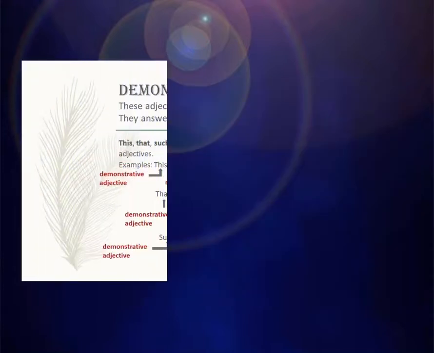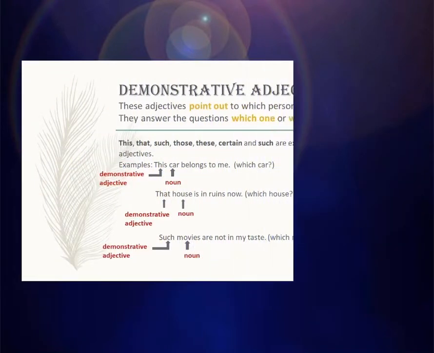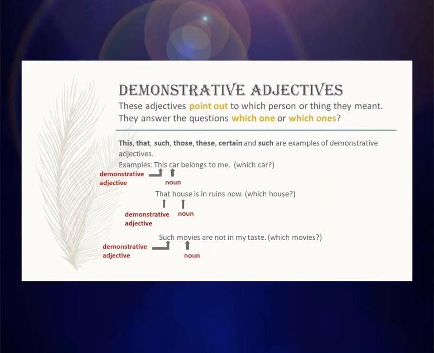Let's move to demonstrative adjectives. Demonstrate means to point out. These adjectives point out which person or thing is meant. In order to understand it in an easier manner, just ask the question, which one or which ones? And the word that answers the question, which one, will be a demonstrative adjective.